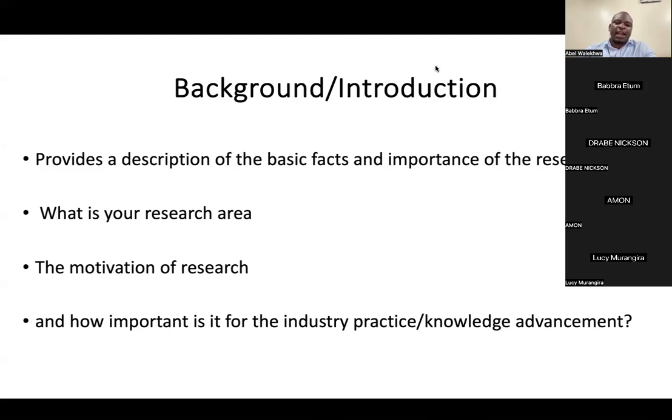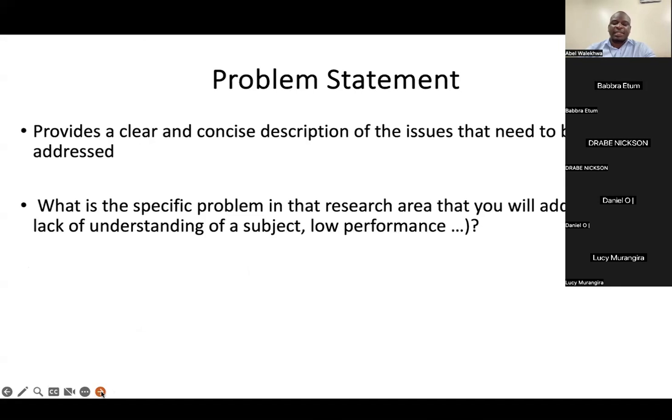So we are saying, what is the motivation for your research? And so the last point under background, I'm saying, how important is it for knowledge advancement or practice? In other words, is it really important for us to do that work now? And I know by the time you choose it, there must be something important. So in the background, try to articulate that.